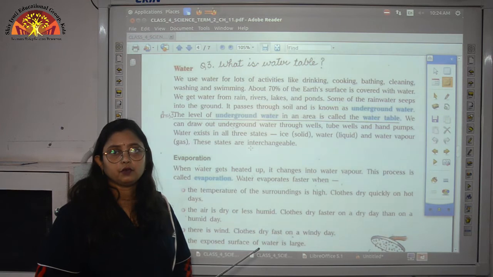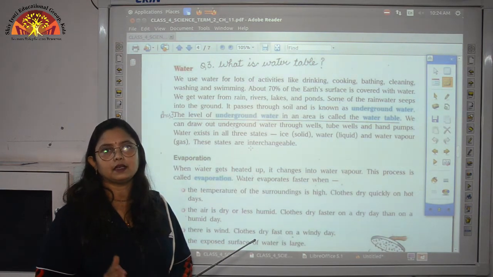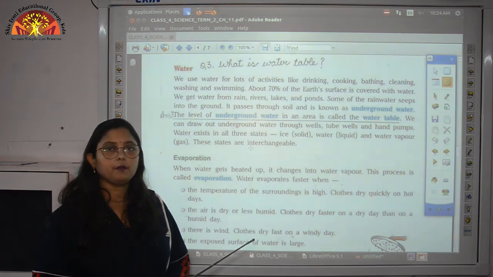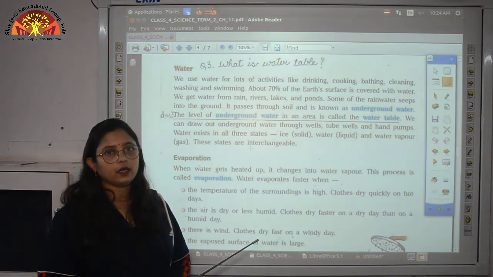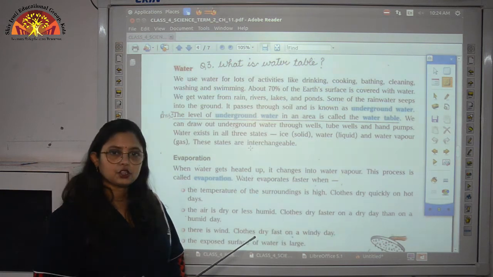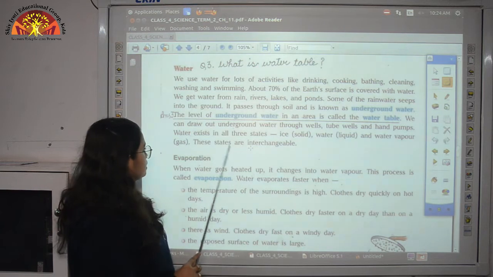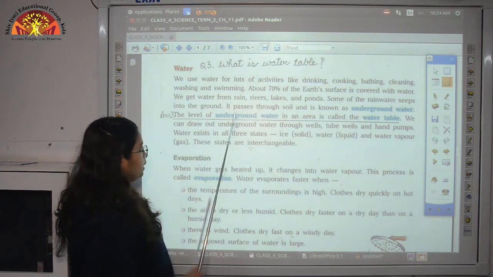And one more thing which you have already studied, that water exists in three different forms. In solid form it occurs as ice, in liquid form it occurs as drinking water, and in gaseous form it occurs as water vapor or steam, and all these states are interchangeable.